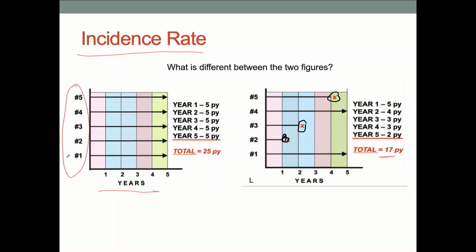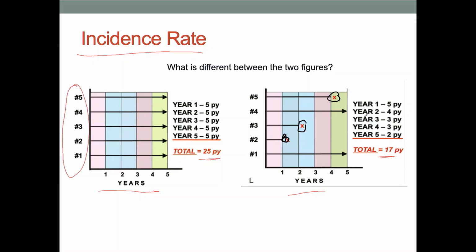These are cases that started, forget about the 200, forget about the cumulative incidence. We're just talking about 5 people who initially did not have the disease, or we don't know if they have the disease. We follow them up, and they contributed 25 person years. But in this case, they didn't all continue to 5 years. Some of them dropped, some of them died, some of them got the disease. So for each one we calculate a different time period.